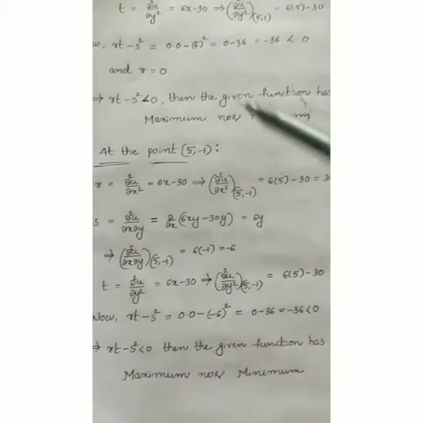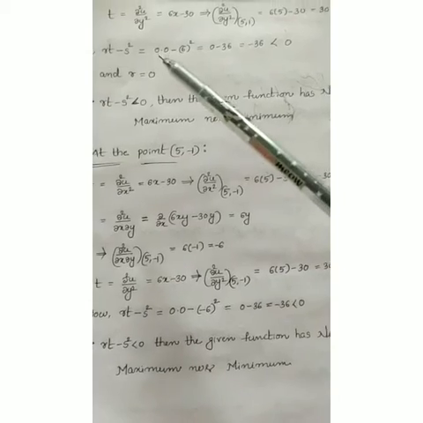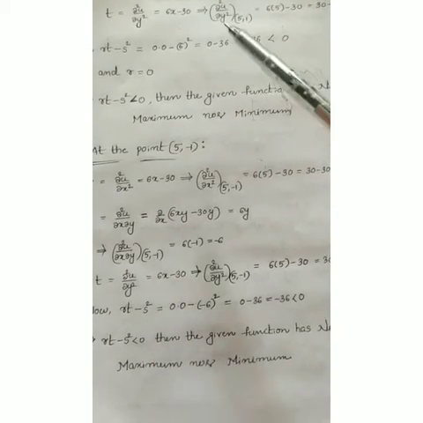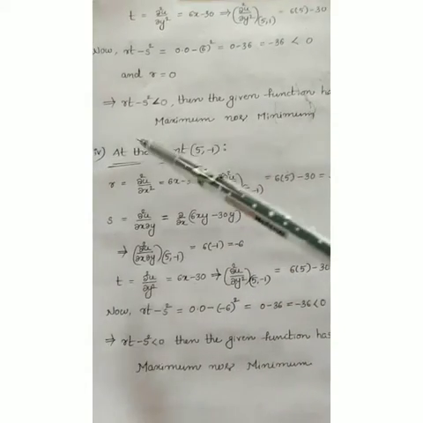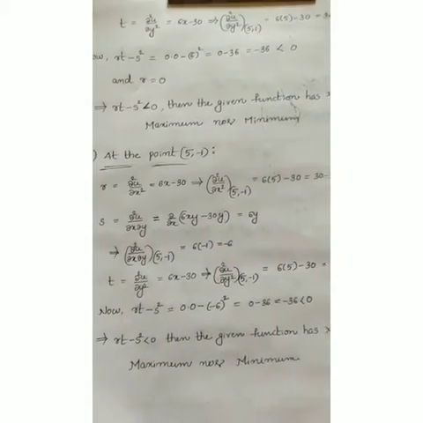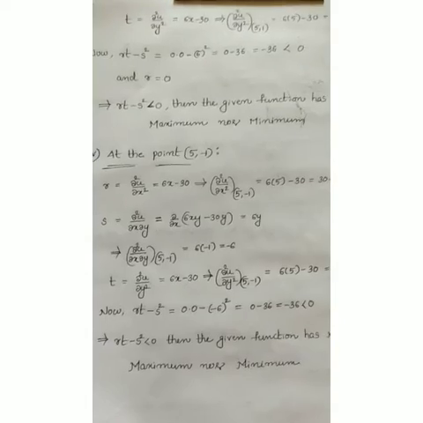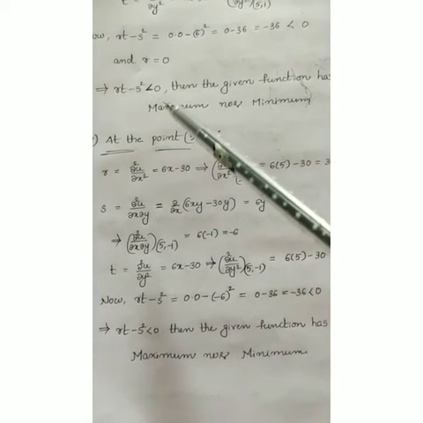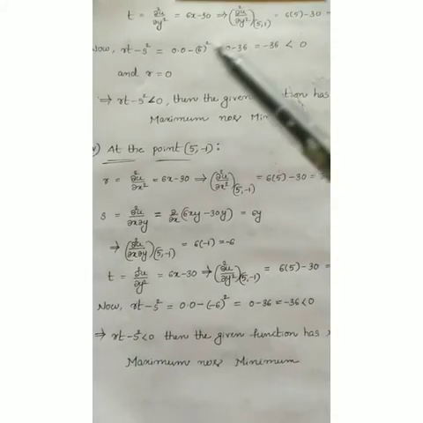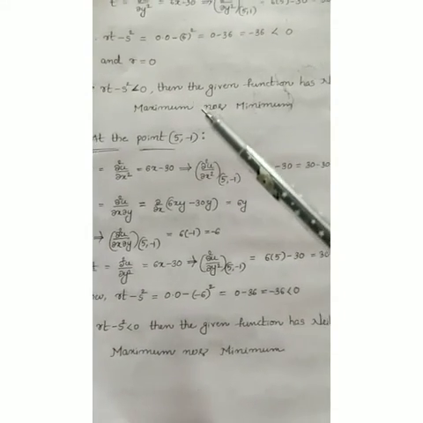Now RT minus S square equal to 0 into 0 minus 6 square, that is minus 36, which is less than 0, and R equal to 0. So here RT minus S square is less than 0. This is the third condition of maxima and minima. Then the given function has neither maximum nor minimum.